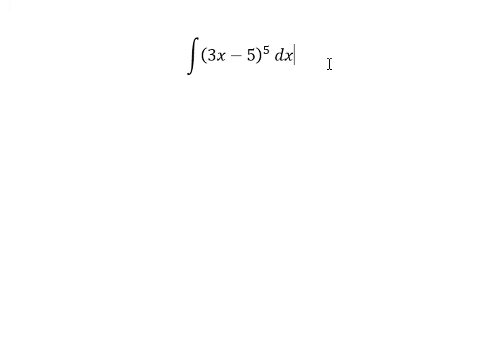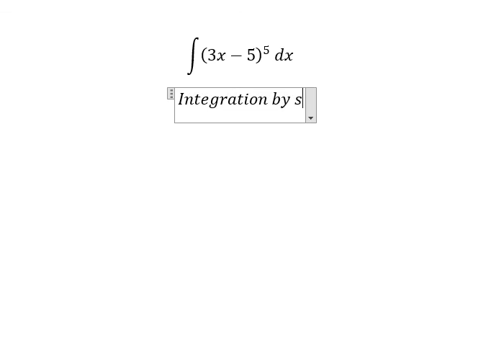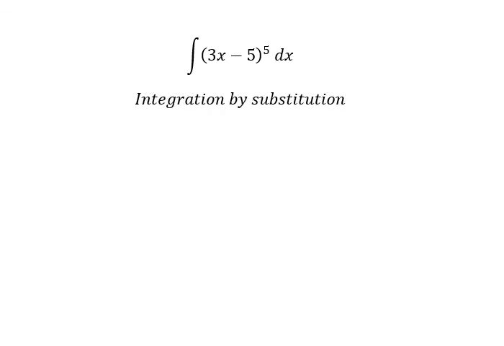Now, let's go to the next one. We need to use integration by substitution. So I will put u equals 3x minus 5. Later, we need to do the first derivative for both sides. So we have du equal to 3 dx.